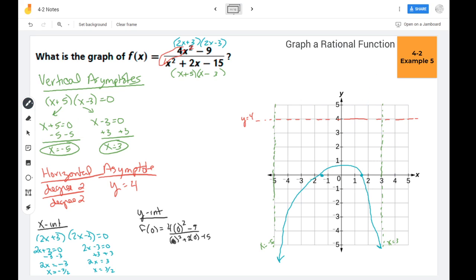So now I'm finding my y-intercept. You're going to find that the y-intercept is somewhere over here. So here all my zeros go away. So I have a negative 9 over 5.